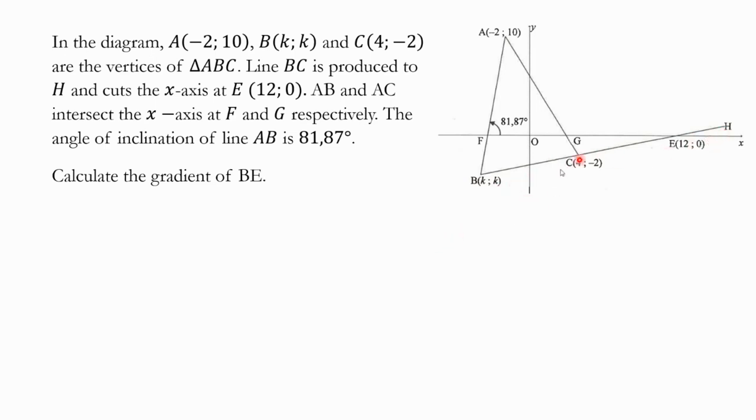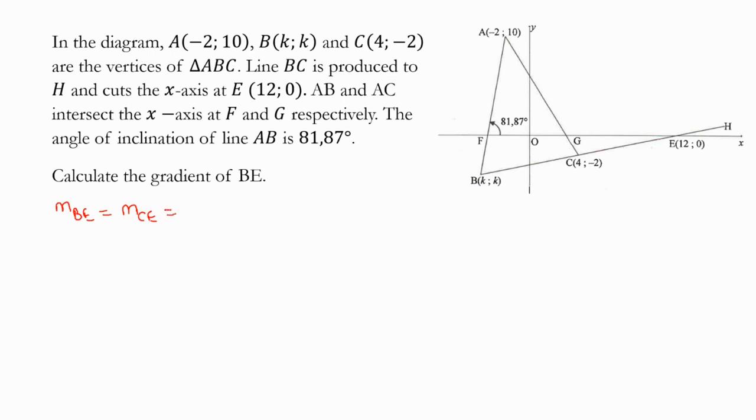So let's calculate the gradient of BE. If the points B, C, E and H are collinear, then the gradient of BE is equal to the gradient of CE. Because they are points on a straight line, the gradient of BE is just the same as the gradient of CE.